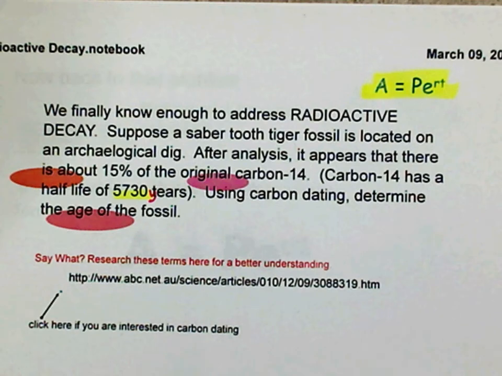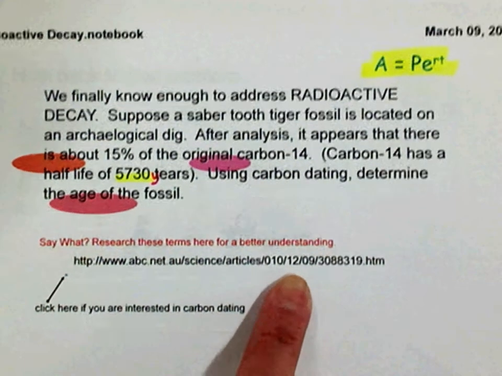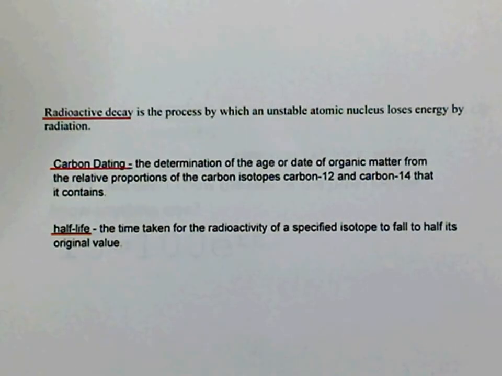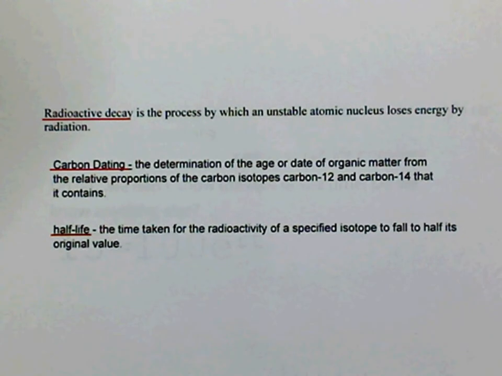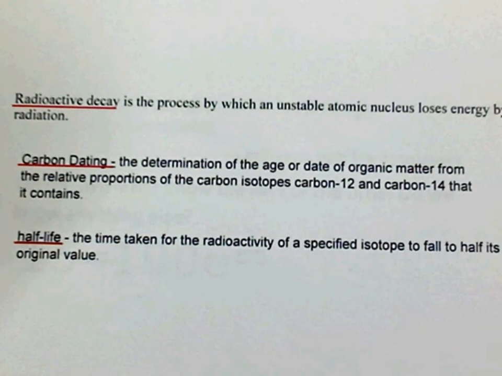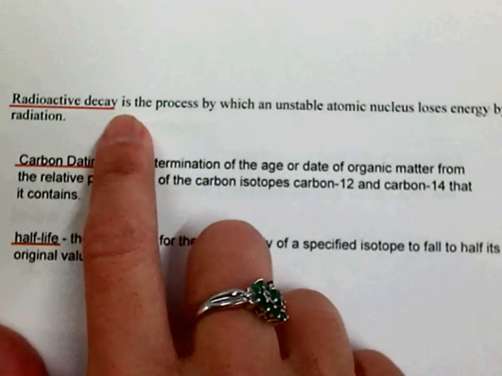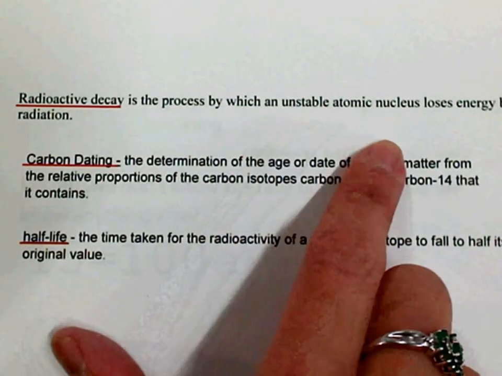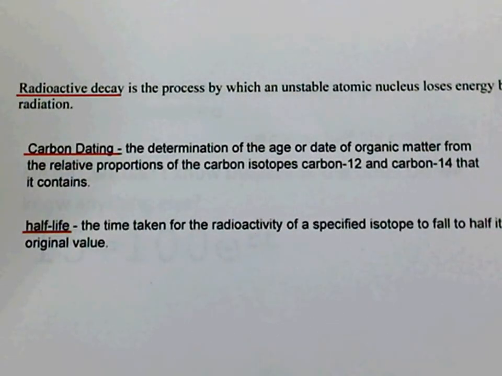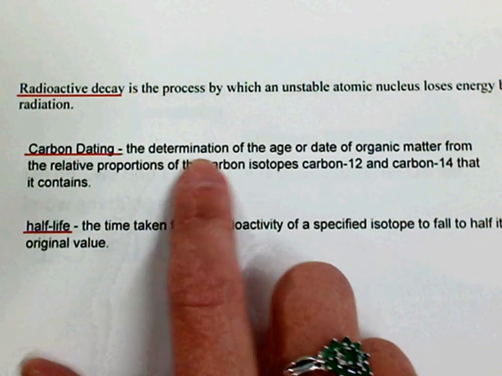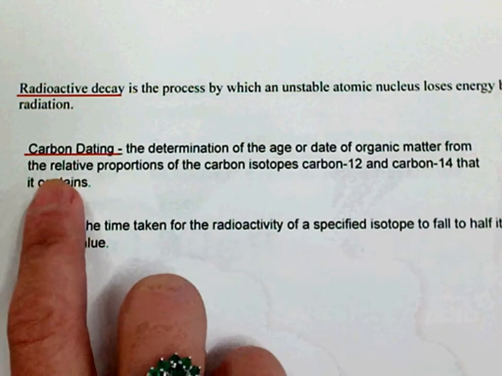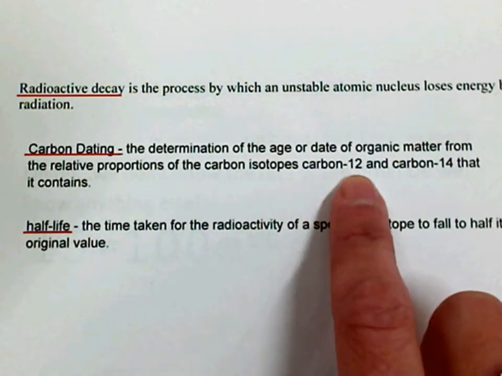So here's a website if you want to go to it, and this is what we're going to do. Let's learn some keywords before we figure out how to do them. Radioactive decay is the process by which an unstable atomic nucleus loses energy by radiation, hence the word radioactive. Carbon dating is the determination of the age or date of organic matter, which contains carbon, from the relative proportions of the carbon isotopes, carbon-12 and carbon-14, that it contains.